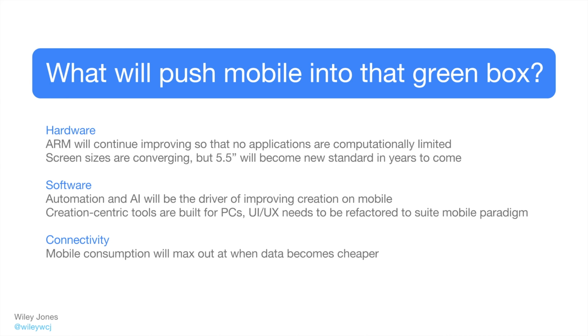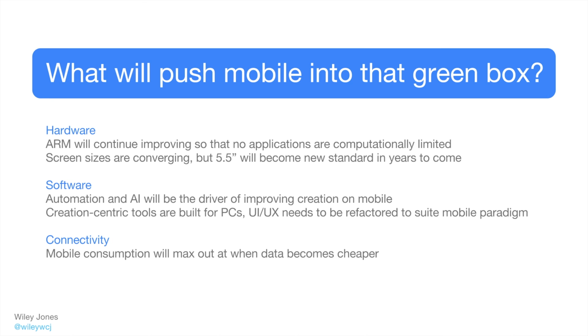Software, automation, and AI are going to be really driving this movement towards mobile being more enabled to be creative. And these creation-centric tools, things like Excel, making PowerPoints, even Adobe Photoshop, they were originally made for PCs. They were intended to have these advanced big interfaces, keyboards, mice, screens that are larger than your hand. The user experience and interface needs to be refactored so that it can align with the mobile paradigm. That's a really interesting point, and I think we're beginning to see a lot of strong indication that it's coming true already.